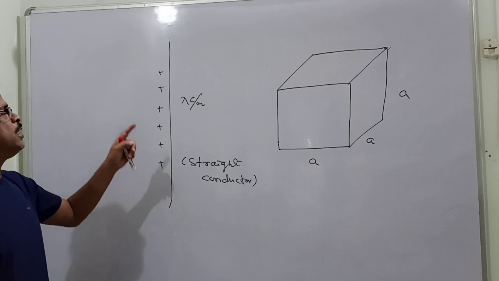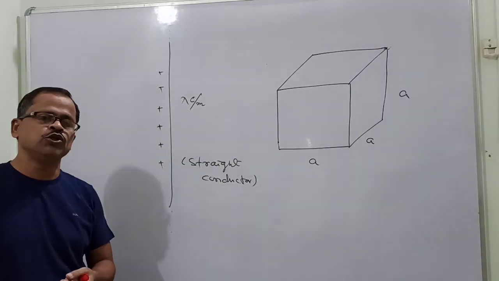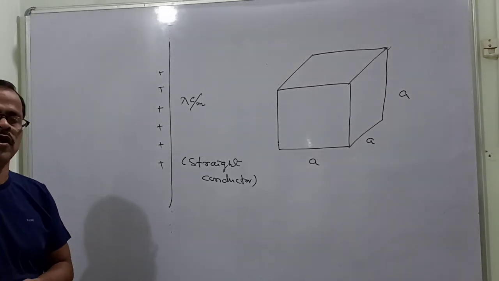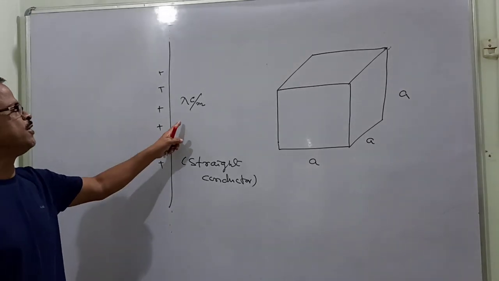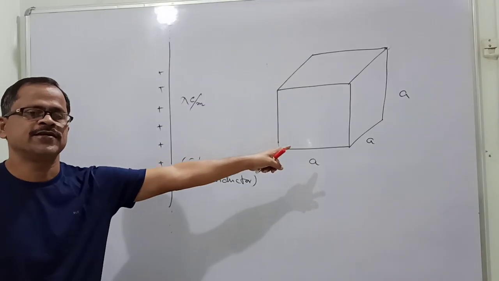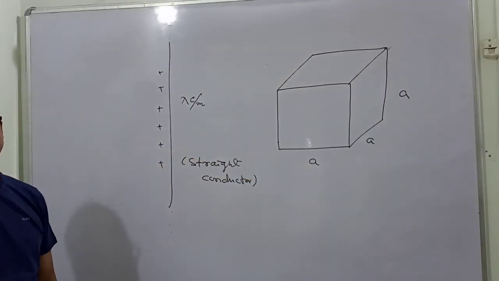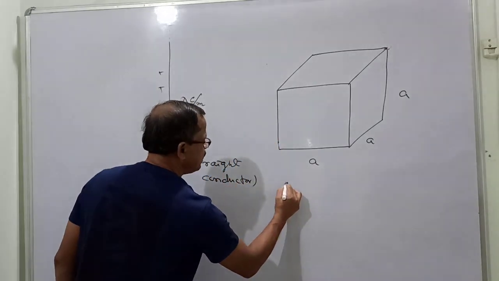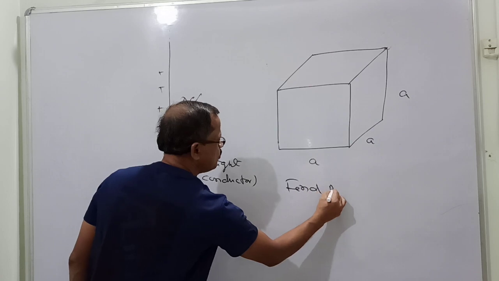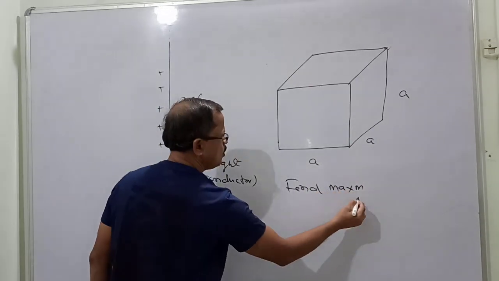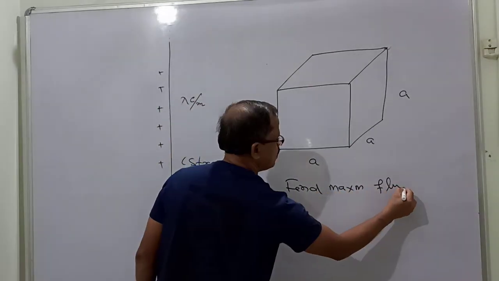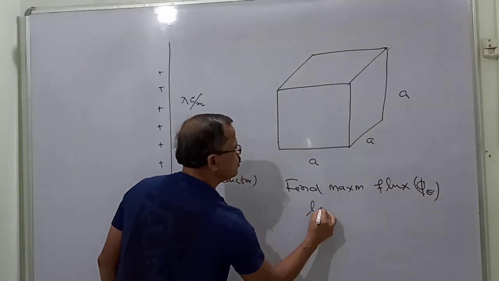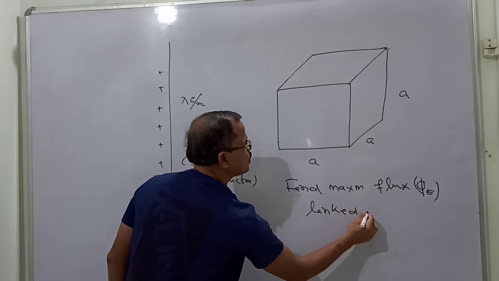So the question is, if this conductor is placed inside the cube, find the net flux linked to the cube. What is the maximum electric flux linked to the cube? That is your question.